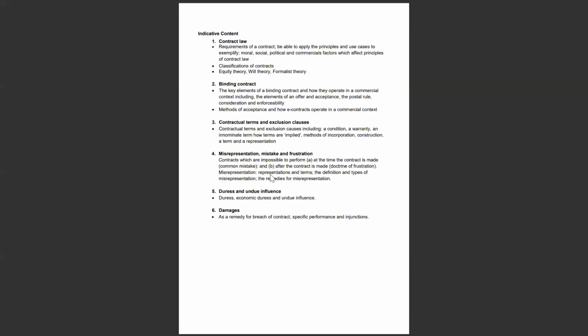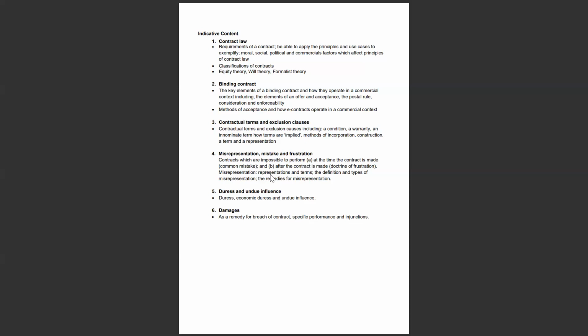Indicative content. So for learning outcome 1, contract law, we looked at the requirements of a contract, be able to apply the principles and use cases to exemplify this, moral, social, political and commercial factors which affect principles of contract law. We need to look at the classifications of contracts, so the equity theory, will theory, formalist theory. Number 2, binding contract. We need to look at the key elements of a binding contract, how they operate in a commercial context, including the elements of an offer and acceptance, the postal rule, consideration and enforceability. We need to also look at the methods of acceptance and how e-contracts operate in a commercial context.